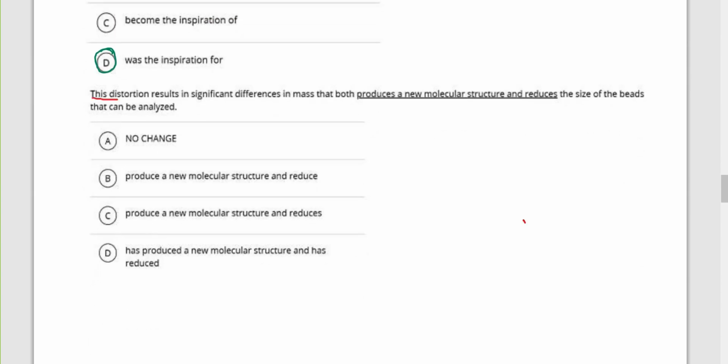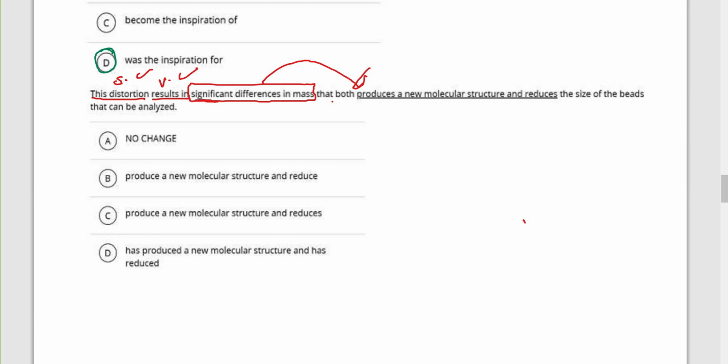Then let us go to the last sentence here. This distortion, subject, results in, verb, significant differences in mass that both produces a new molecular structure and reduces the size of the beds that can be analyzed. We have got subject and verb here, which is fine. Both are correct. Significant differences in mass. These significant differences, you understand the point?